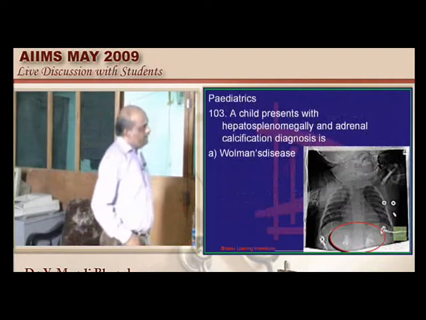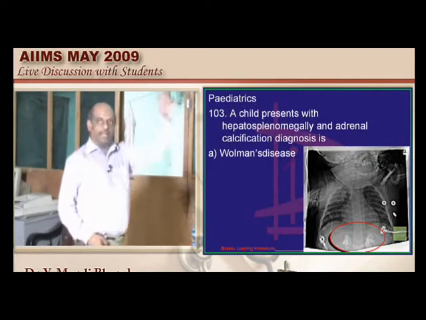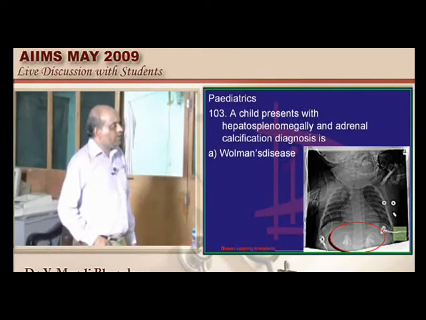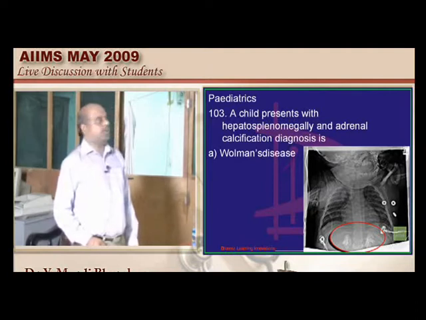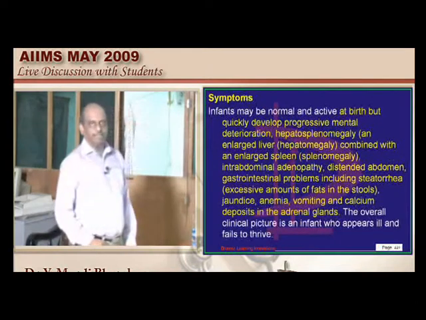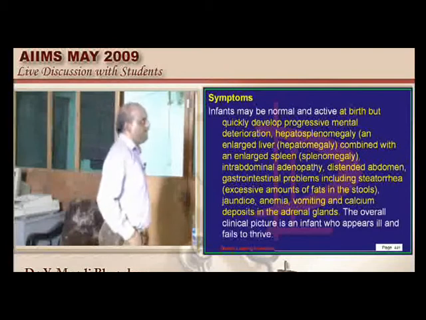Now a child presents with hepatosplenomegaly with adrenal calcification. I don't know whether in the last row you are able to see the adrenal calcification. Adrenal calcification also is there. So it is a classical story in the case of Wolman's, where they will have mental deterioration, hepatosplenomegaly, intra-abdominal adenopathy, jaundice, anemia, and also adrenal calcification.